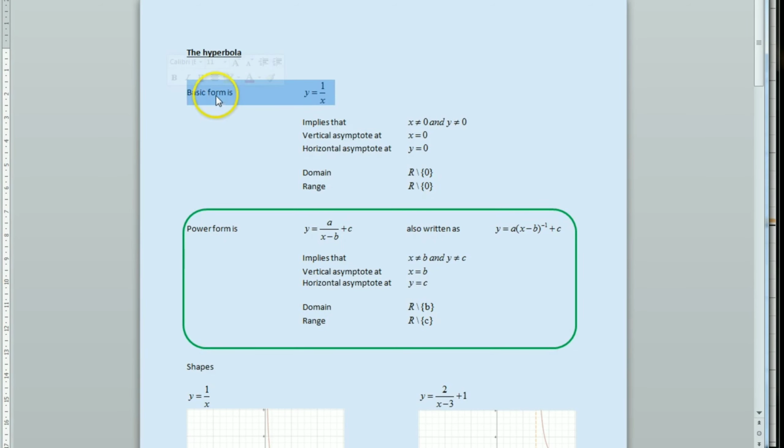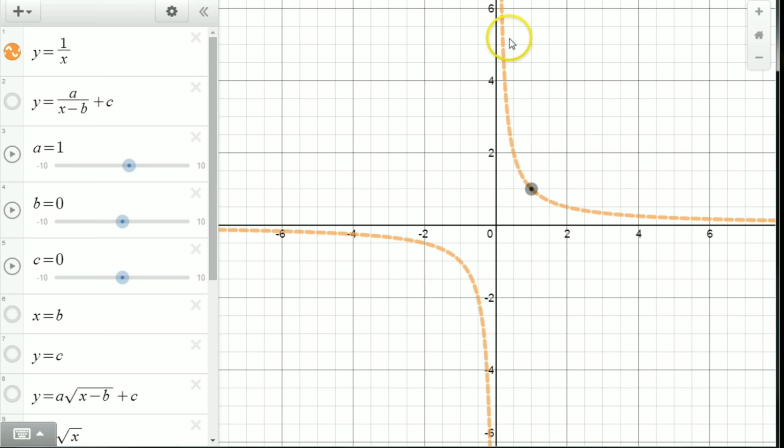The basic form of the hyperbola is y equals 1 over x. In this formula, we can see that x will never equal 0 because 1 over 0 is undefined. We should also see that y will never equal 0 because there's no value of x where 1 over x will equal 0. These two values, x equals 0 and y equals 0, are known as the asymptotes, the vertical asymptote and the horizontal asymptote. And we'll see them on this graph here.